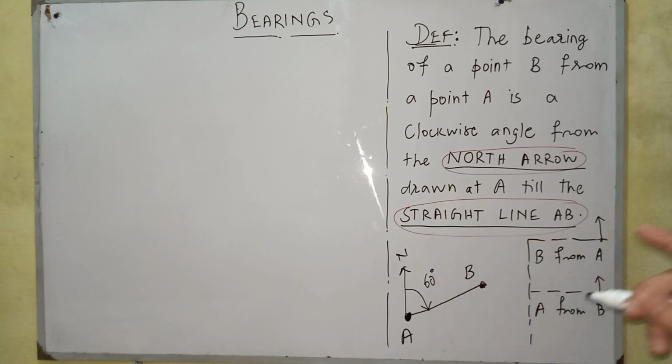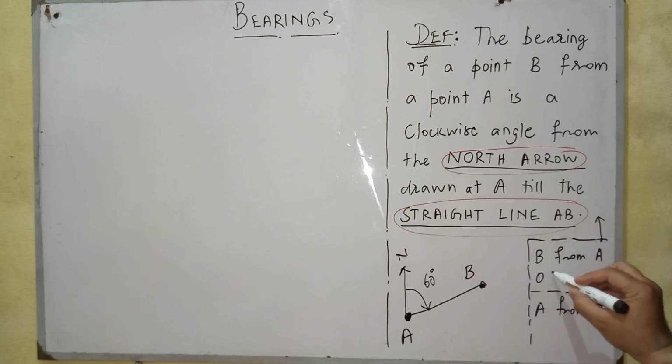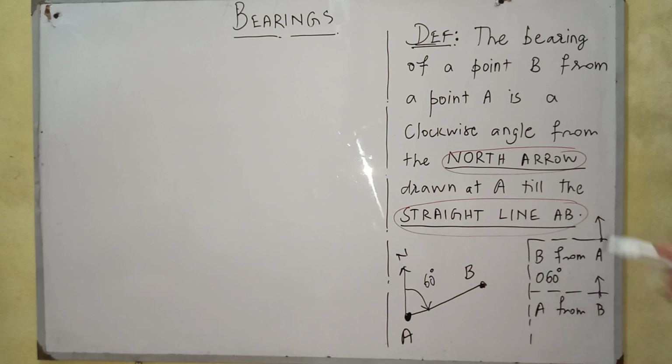Now one thing which differentiates bearing from ordinary angles is that whenever we need to write a bearing, we will always write using a 3-digit number. If we want to write 60, we will write it like 060 degrees. This is the bearing of B from A.